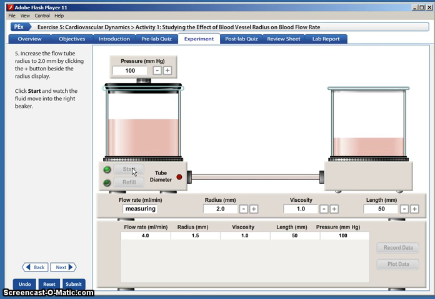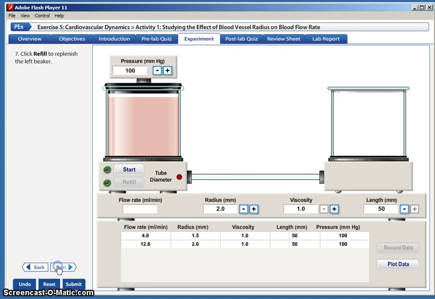And clearly there is a speed. We're speeding this up a bit. Okay, we're going to record the data, we're going to refill, and again, see right away, here are our constants again. We didn't want to change any of those because they could influence flow, we know that, but we're interested in only looking at radius's influence. Okay, next, refill, we've done that.